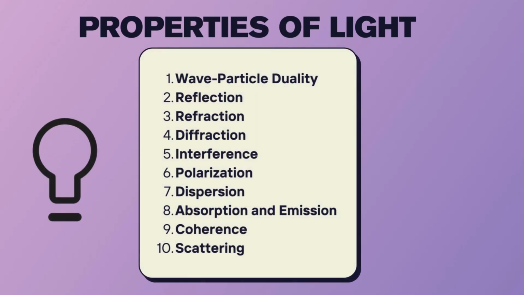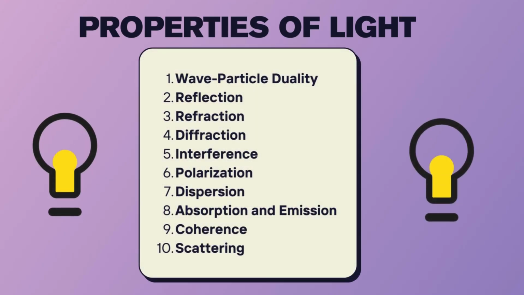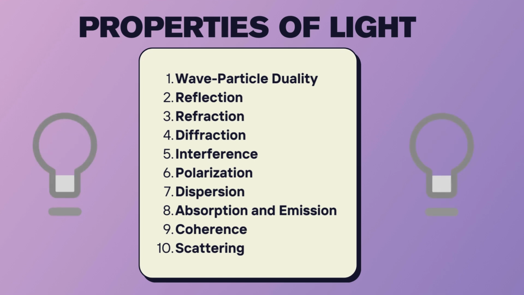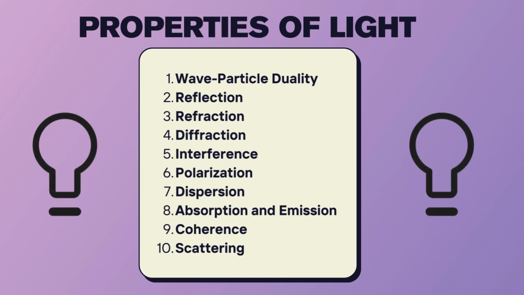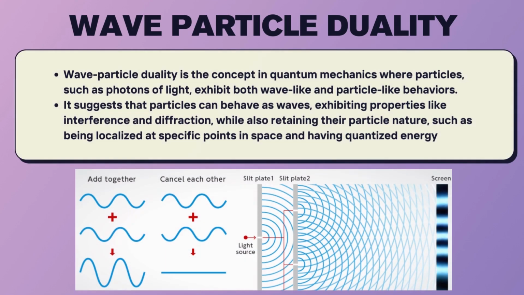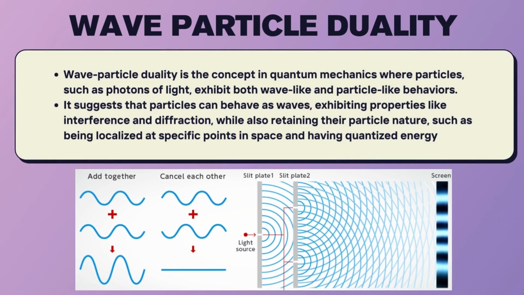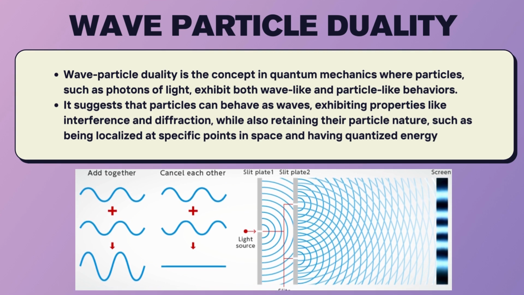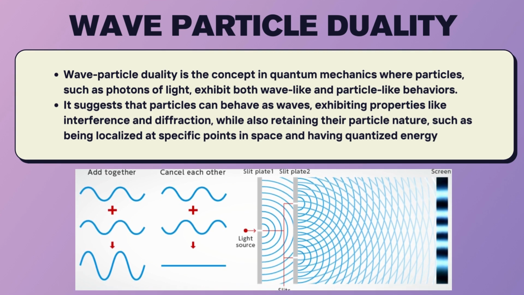Light is a fundamental aspect of our universe, exhibiting a range of intriguing properties. They are wave-particle duality, speed, reflection, refraction, diffraction, interference, polarization, dispersion, absorption and emission, coherence and scattering. Wave-particle duality. Light behaves both as a wave and as a particle, a concept known as wave-particle duality. This dual nature is evident in phenomena like diffraction and the photoelectric effect.